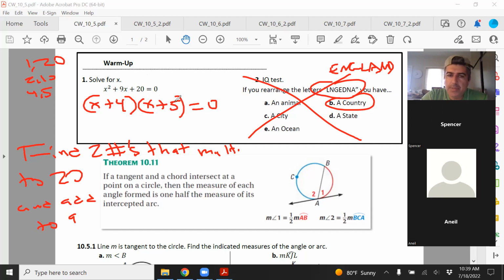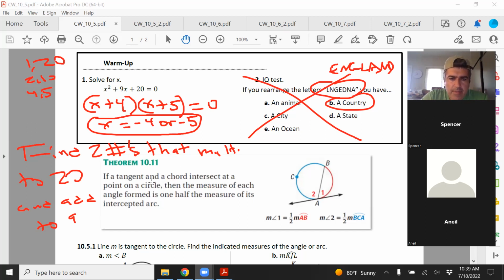And there you go, x plus 4, x plus 5. And then if you solve it, you get -4 or -5. So either answer would work. So we might have to do some factoring down the road.